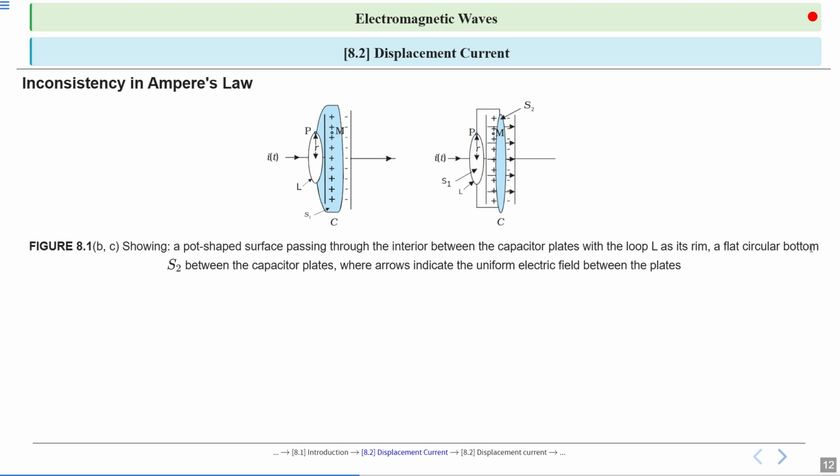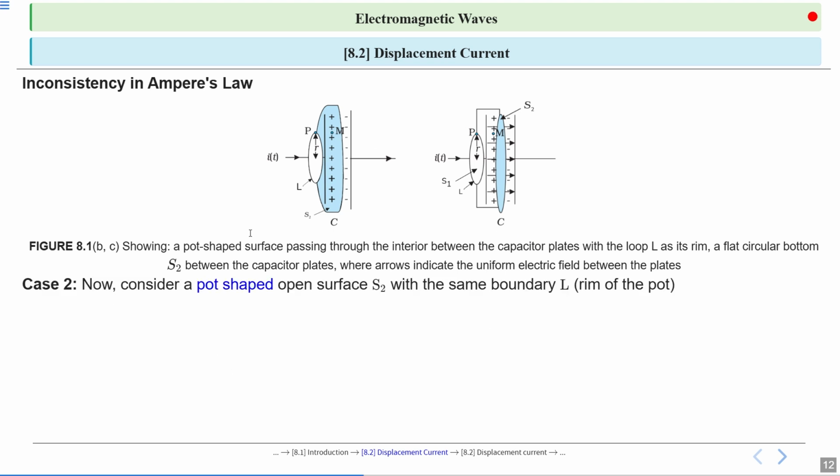Okay, a flat circular bottom. So this is the flat circular bottom. Okay, S2. In this case, this is the circular flat bottom, and this is the flat circular bottom in this case. So this is called S2, between the capacitor plates. Its bottom surface is placed inside the capacitor plates, its opening is outside the capacitor plates, where the arrows indicate the uniform electric field between the plates. So these arrows represent the uniform electric field from the positive plate to the negative plate. Okay, you can see.